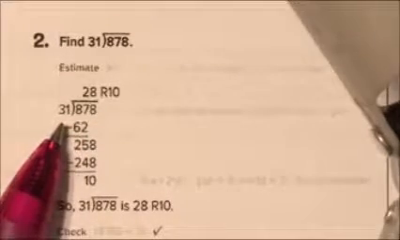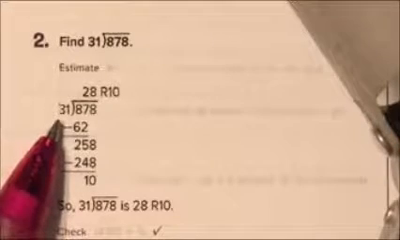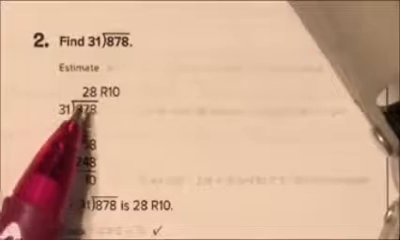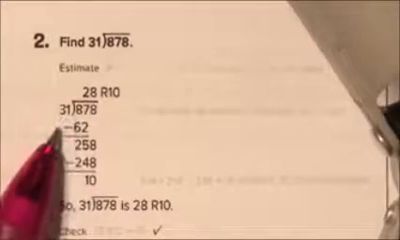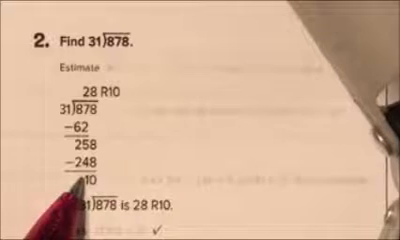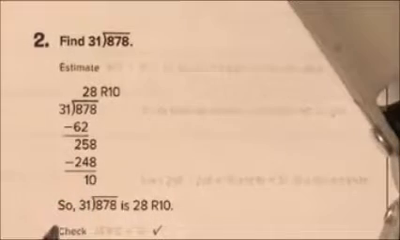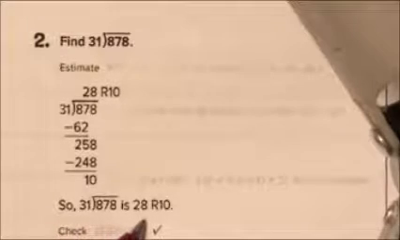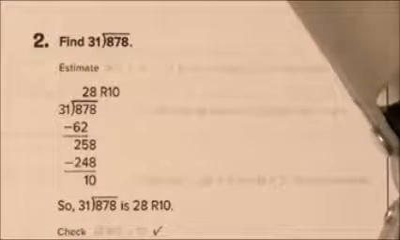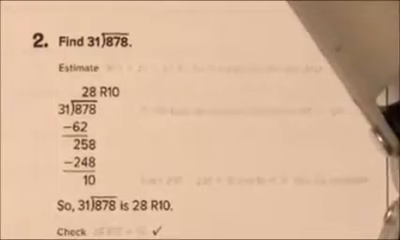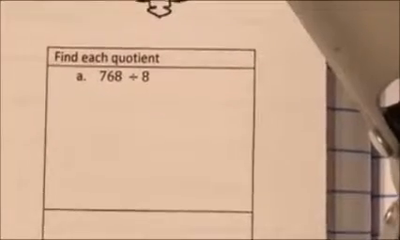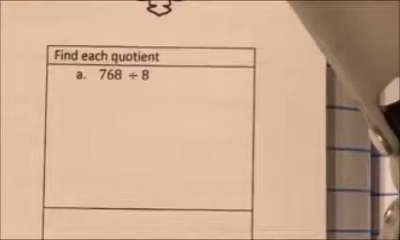Then I ask myself, how many times can 31 go into 258? The answer is 8. 8 times 31 equals 248, so I subtract and I get 10. So 878 divided by 31 is 28 with a remainder of 10. There are 2 try-it problems on this page. Go ahead, pause the video, try them out, and when you're done, we will go over the answers together.